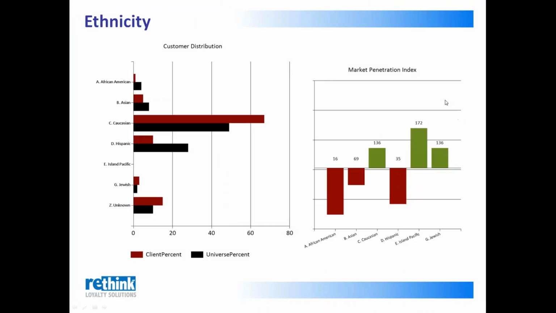We look at ethnicity, and what we find is that roughly 2/3 of the folks are Caucasian, compared to about half the population as a whole, and so we're over-indexing at 136. We see some high indexes for Island Pacific, but because of the very low frequency, so low that it doesn't even register visually, it is a statistical anomaly, or an outlier we call it.